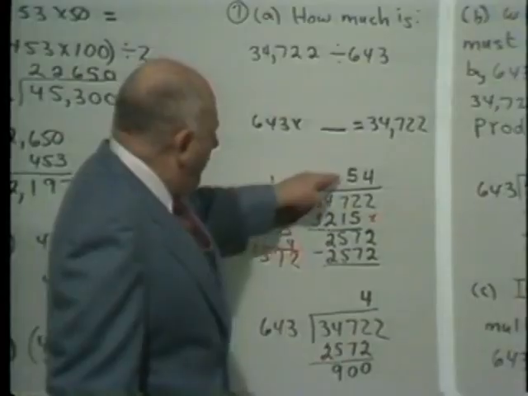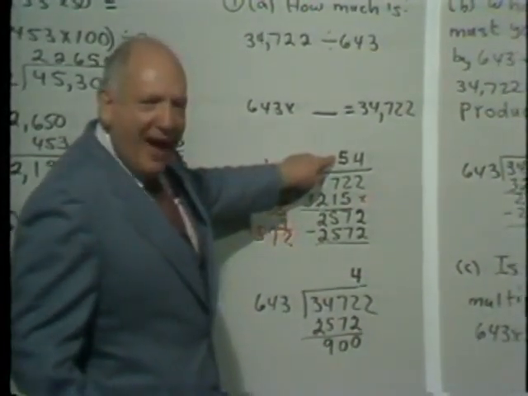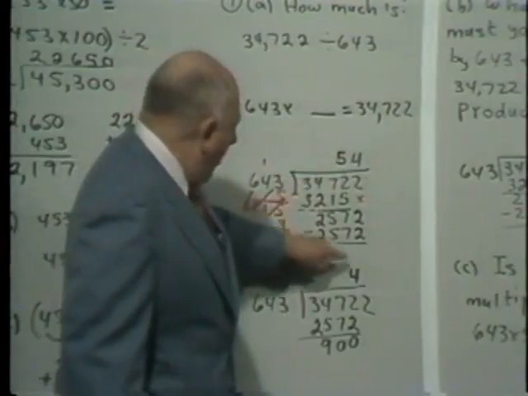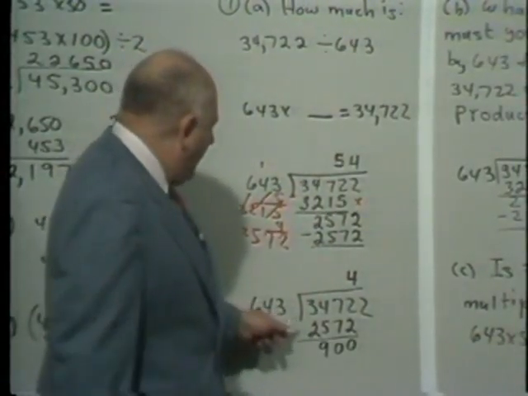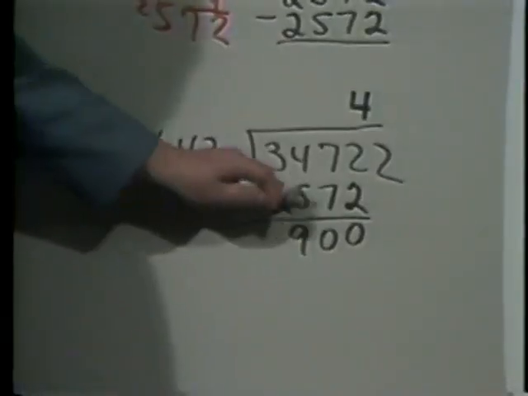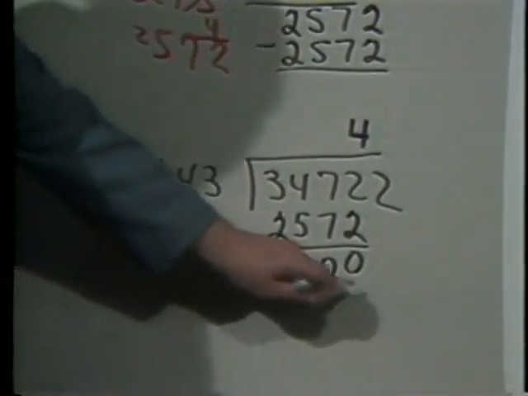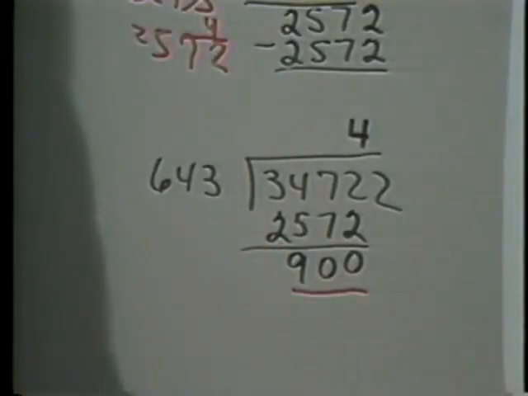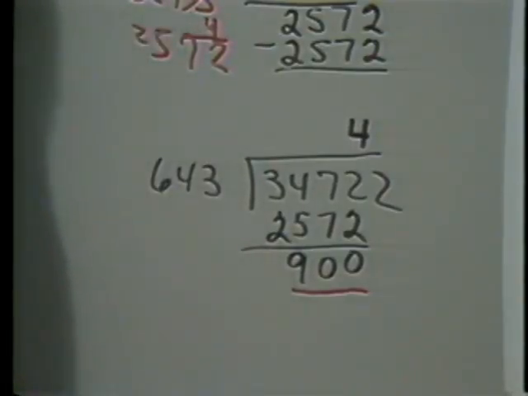By the way, if you say to me, how did you know there's supposed to be a 5 here? Let me remind you of something we did before. Suppose you took a guess and thought it only went 4 times. 643 times 4 is 2,572. And if you subtract 2,572 from 3,472, the answer is 900. And why do I know that that's wrong? Because 900 is bigger than 643.